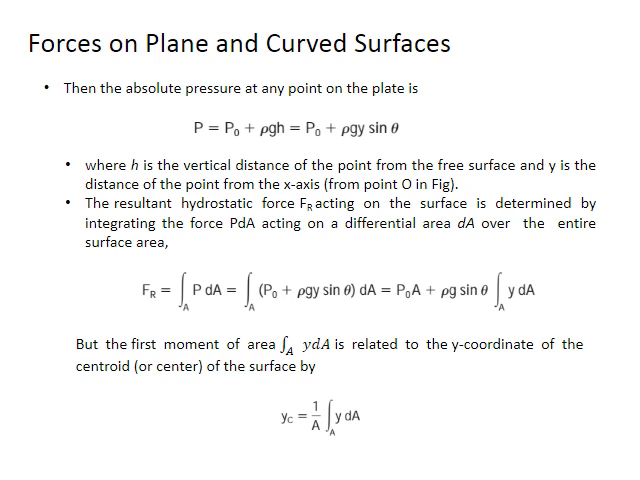What is the expression we have got after integrating? We got P0 A plus rho g sin theta times the integral of y dA. What is the integral of y dA? It is the first moment of area, related to the y coordinate of the centroid of the surface. That will be yc equal to 1 upon A times the integral of y dA. So we can write the integral of y dA equal to yc into A.